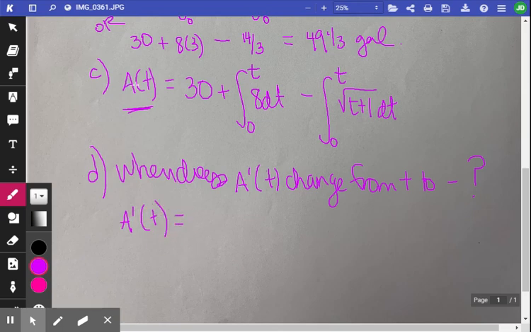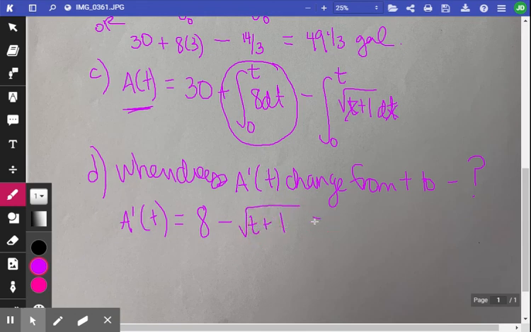So A prime of T, the derivative of this, so the derivative of 30 is 0. The derivative of the integral of 8 is 0, right? Because I could have had that as 8. No, it's just 8. Oh, that's weird. Okay, never really thought about that actually. So to do Leibniz law with this, I'm replacing T with whatever variables here, but there is no variable. So it's just 8 minus, and the derivative of this, plug in T for this variable. Technically, I should probably have this as an X with a dx, but it doesn't really matter. So plug in the T.